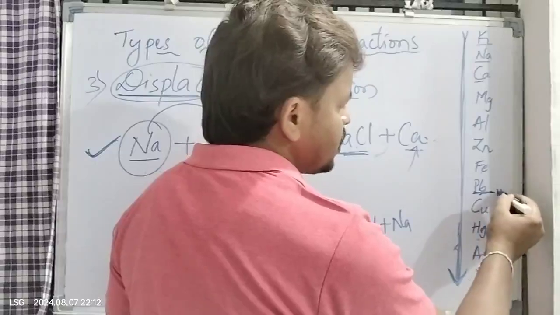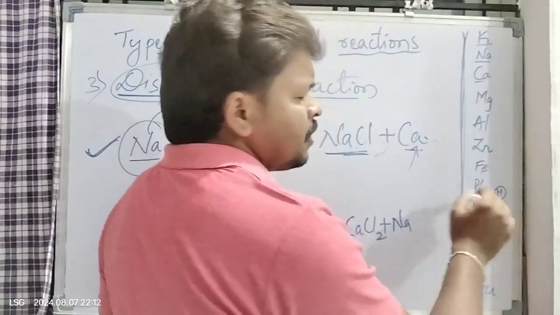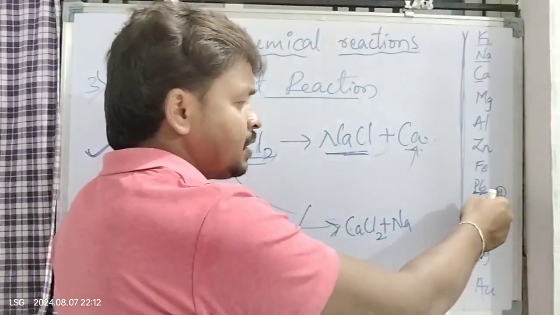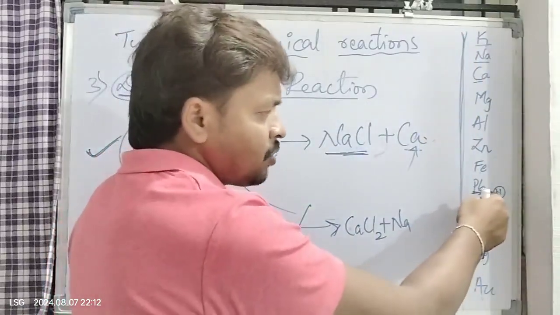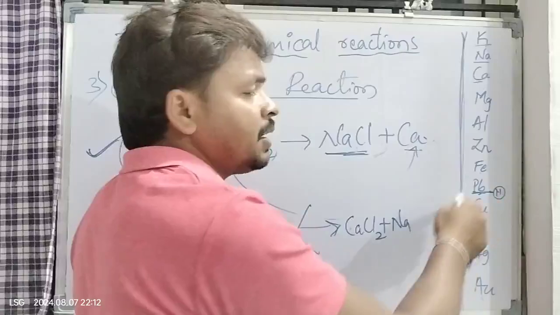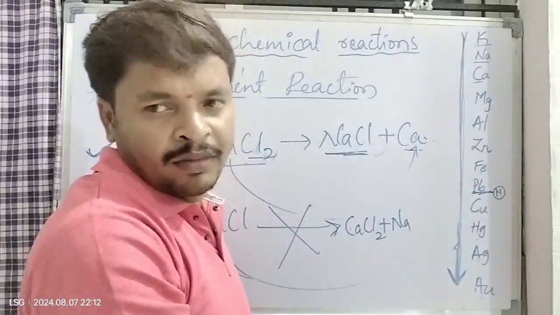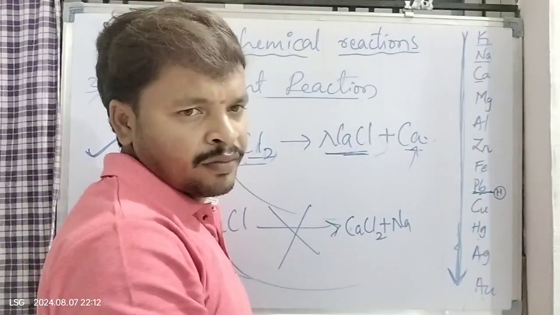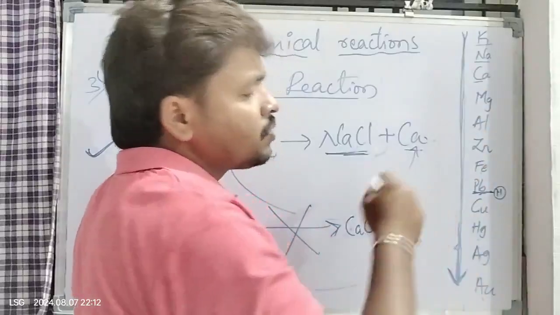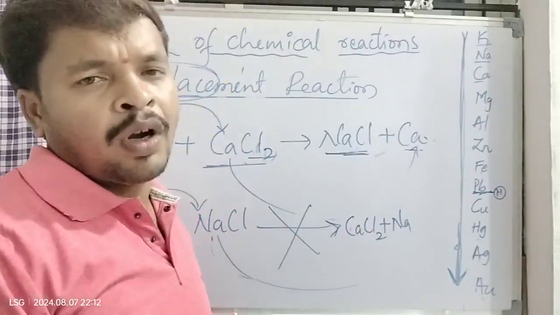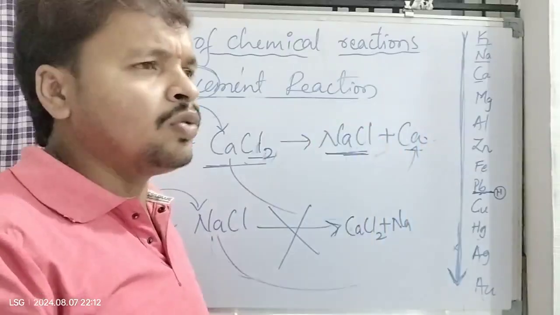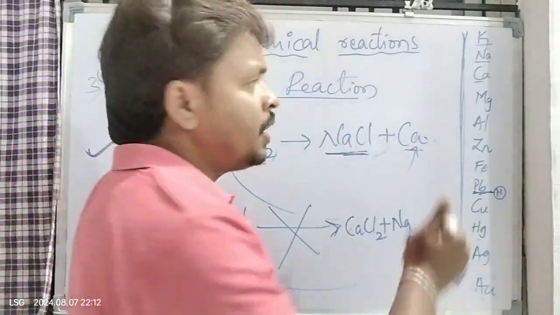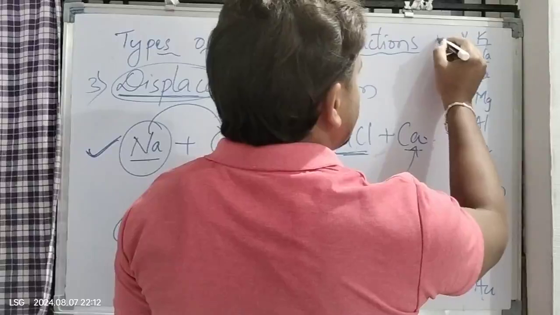Here hydrogen comes. In your textbook it is there in the metals and non-metals lesson, the reactivity series. Hydrogen is written in brackets because it is a non-metal, but all the remaining ones are metals. These are arranged according to their reactivity. How to remember that? I'll give you one clue to remember this. I'll write it.